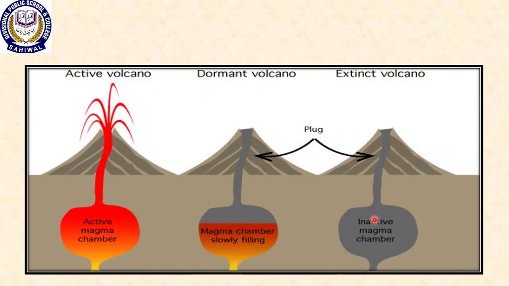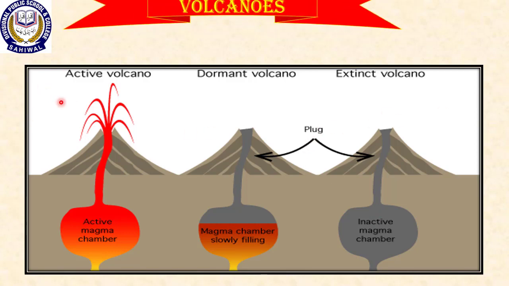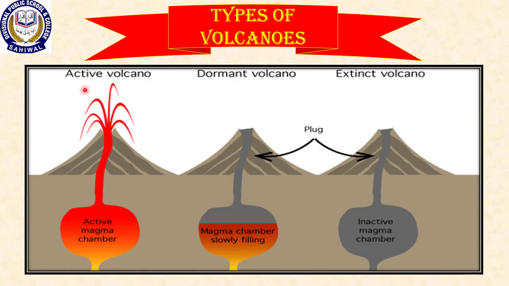Next, we are going to revise these 3 types of volcanoes. The first one we have already discussed is the active volcano. As its name suggests, there is an active magma chamber. It shows magma is present over here and it starts to move outside in the form of lava. It has reached the earth's surface. It means an active volcano is there. Eruption of lava is there.